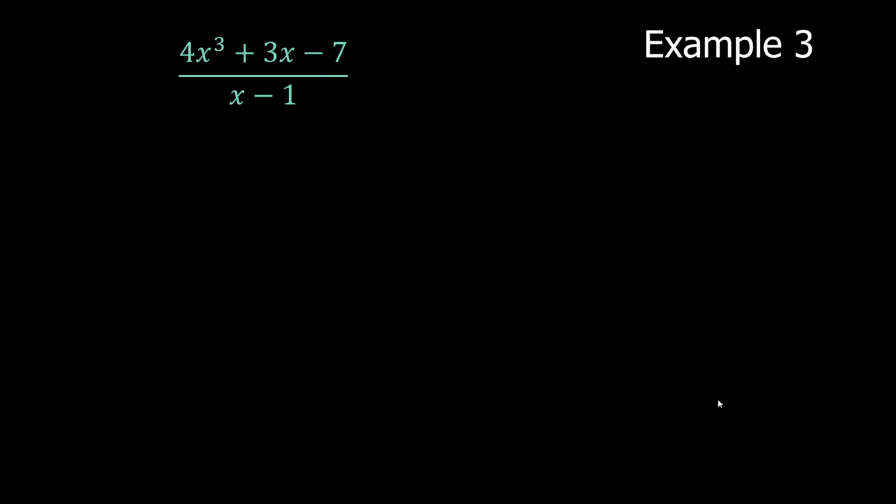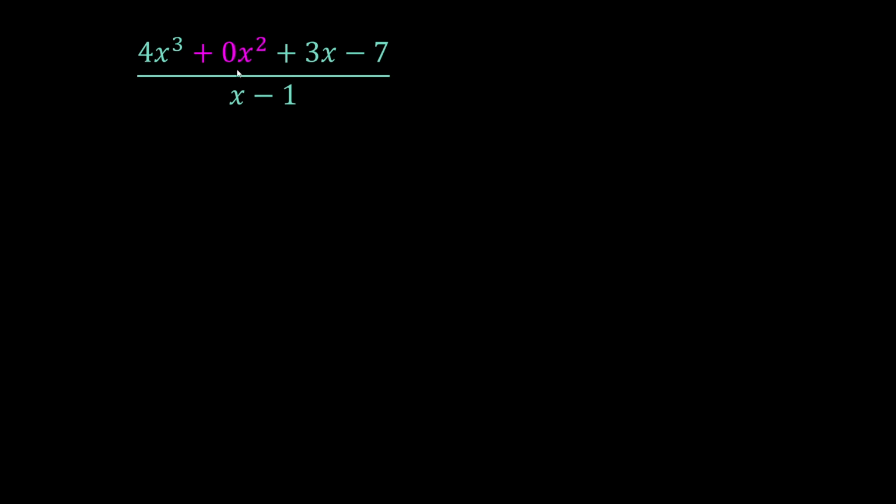Our final example is this, 4x cubed plus 3x take 7 divided by x take 1. Now, if you look closely, you'll realize that we don't have an x squared here. So what do we do in this case? It's exactly the same as when you do long form polynomial division. We need to add it in. Right, so I'm going to put it in here, except my coefficient's going to be 0. So I've got x cubed and I've got 0x squared here.